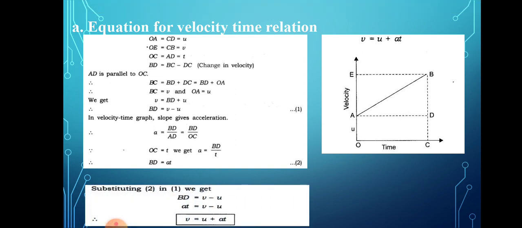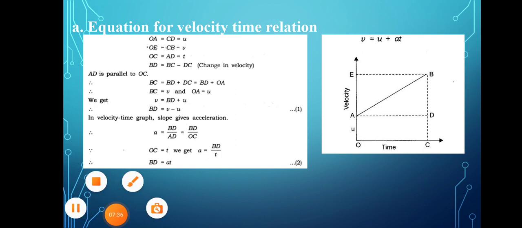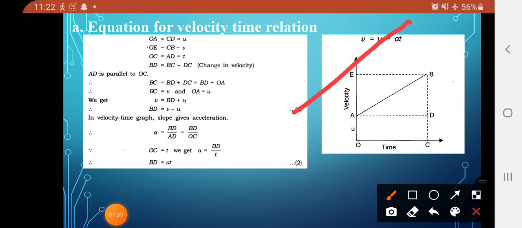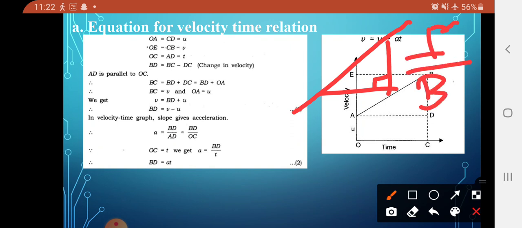In the graph, if we consider the position this way, this is our perpendicular line. Okay, so this is the hypotenuse, it is the 90 degree, is it? So here you may imagine this. So what is slope? Slope is nothing but perpendicular by base. So that's why A is equal to BD by AD is equal to BD by OC.